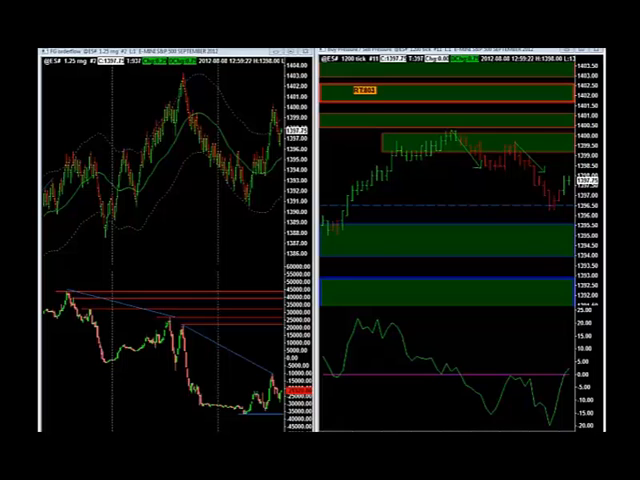Okay, guys, in our next video, we're going to talk a little bit about what our perfect zone might look like. The anatomy of a perfect zone, we'll call it.